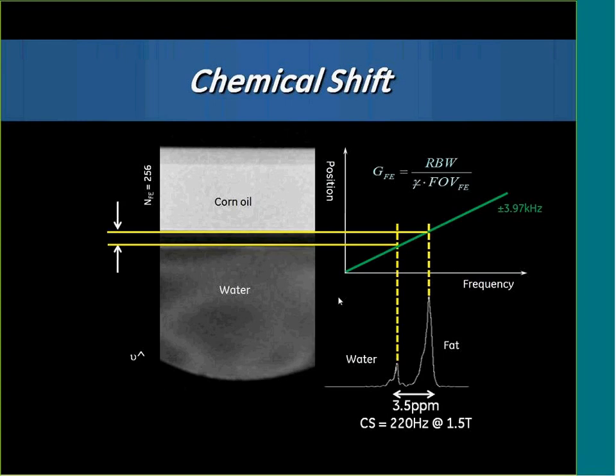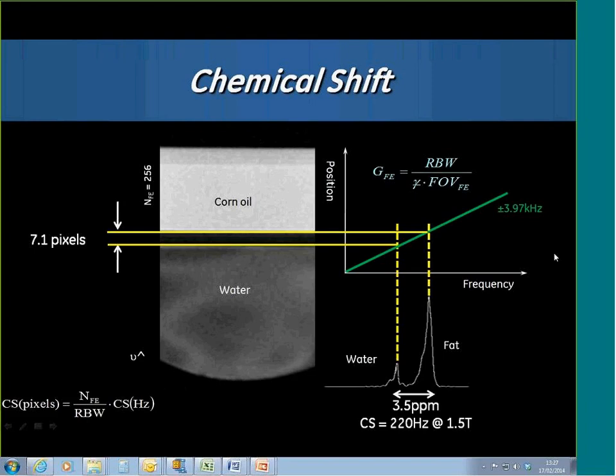So this arises because the amplitude of this gradient is equal to the receiver bandwidth divided by gamma and the field of view in this direction. And so if we have this chemical shift effect here, we know that this is 256 samples in this direction, the readout. The receiver bandwidth is plus or minus 3.97 kilohertz. And we know we have this chemical shift of 220 hertz from HELMP. So from there, we can actually calculate that we have a 7.1 pixel chemical shift in this case.